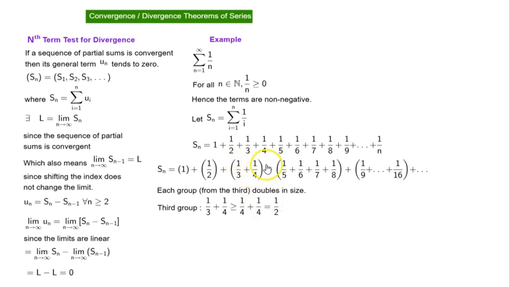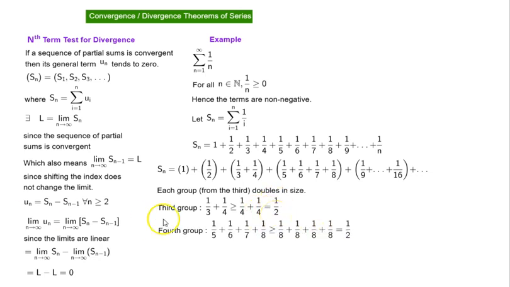1 by 3 plus 1 by 4 is going to be greater than or equal to 1 by 4 plus 1 by 4. So how did I get this? What I have done is I have taken the lowest number. Here 1 by 4 is smaller than 1 by 3. So if I take 1 by 3 plus 1 by 4, it is naturally going to be greater than 1 by 4 plus 1 by 4. And combining 1 by 4 two times gives us 1 by 2.